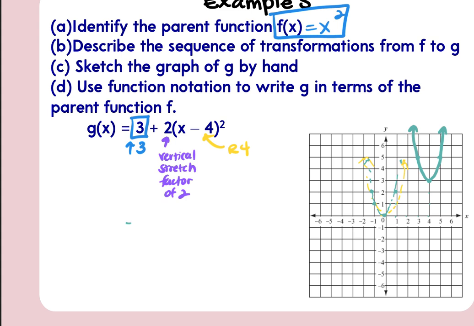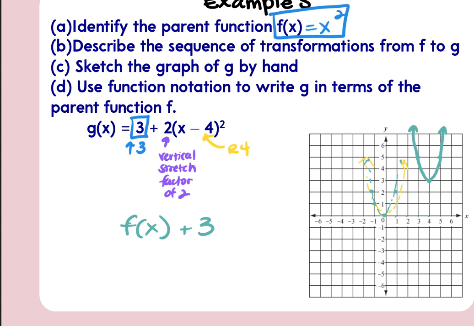So let's just say I start with my regular f of x, and I'm going to make all those transformations happen to f of x. If I wanted to move f of x up 3, what would I do to this equation? Add 3 to it. It doesn't matter if I add it after or before, because as long as it's not inside the parentheses, it causes a vertical shift up 3.